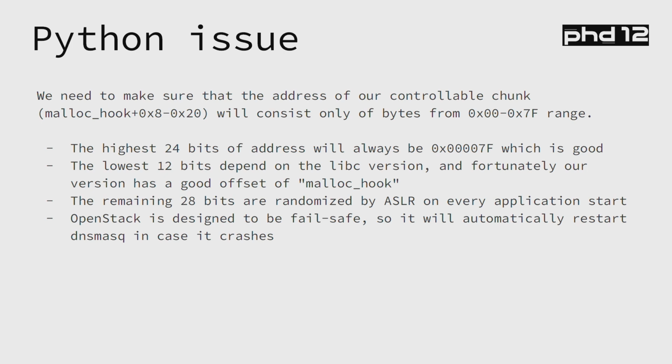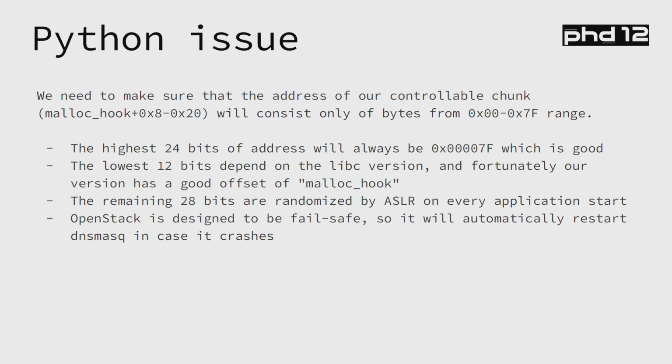This malloc hook is guaranteed to have its senior bits equal to 0x7f. The lowest 12 bits depend on the libc version. My version was quite useful, and the lowest 12 bits were also fine for us. Had they been different, I should have been able to find a slightly different offset and it would work. The remaining 28 bits are randomized by ASLR, which means they will be new every time dnsmasq is restarted.